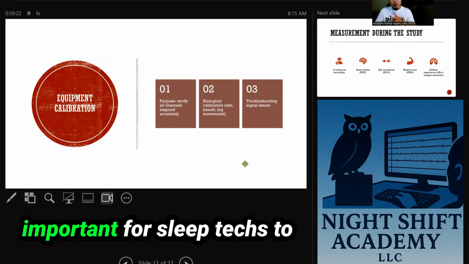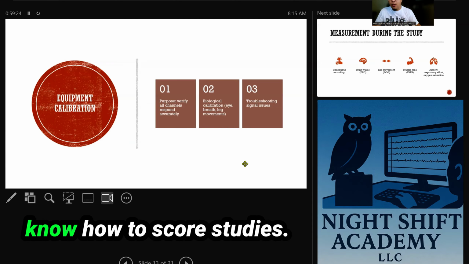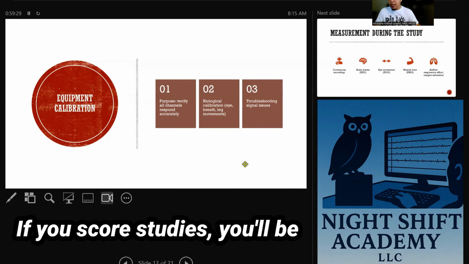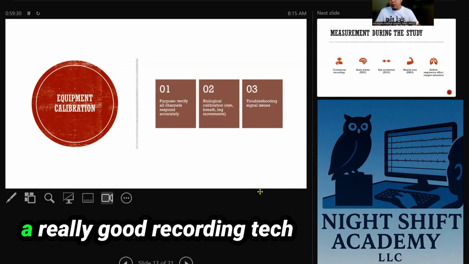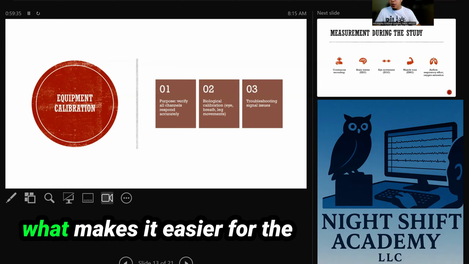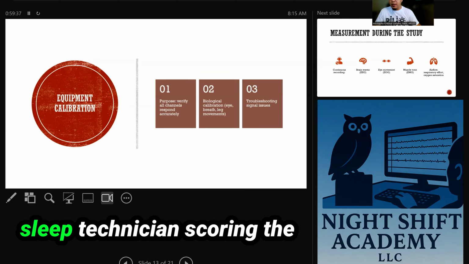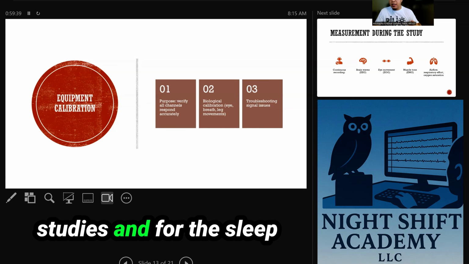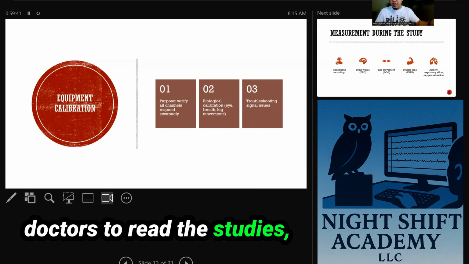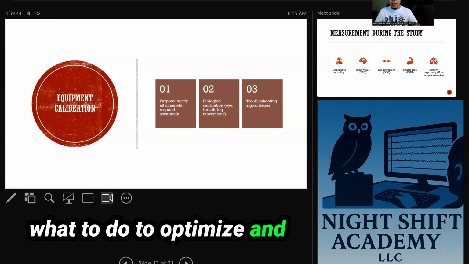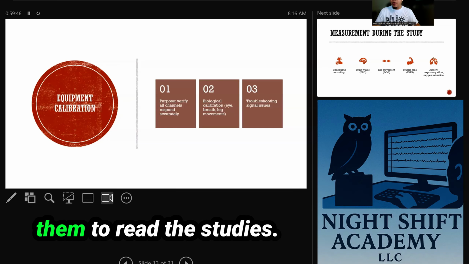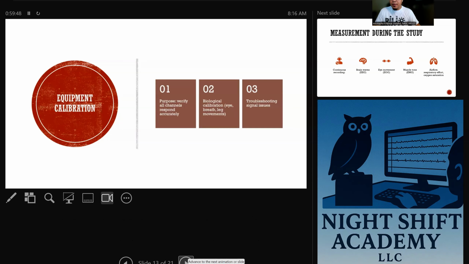And that's why it's important for sleep techs to know how to score studies. If you score studies, you will be a really good recording tech because you know exactly what makes it easier for the sleep technician scoring the studies and for the sleep doctors to read the studies, what to do to optimize and make it very efficient for them to read the studies.